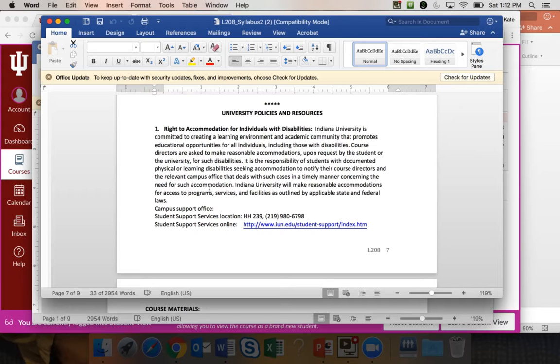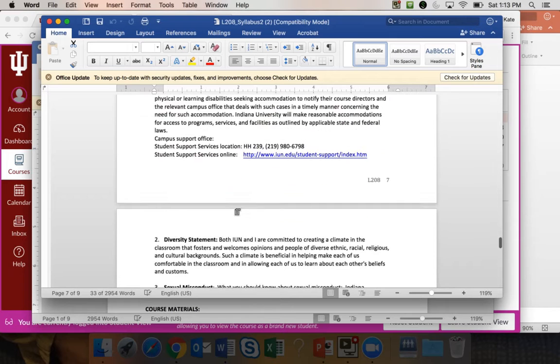And again, Indiana University will make reasonable accommodations for access to programs, services, and facilities. If you need to contact student support services, I've included their location, which is Hawthorne Hall 239, and their telephone number, as well as their website.